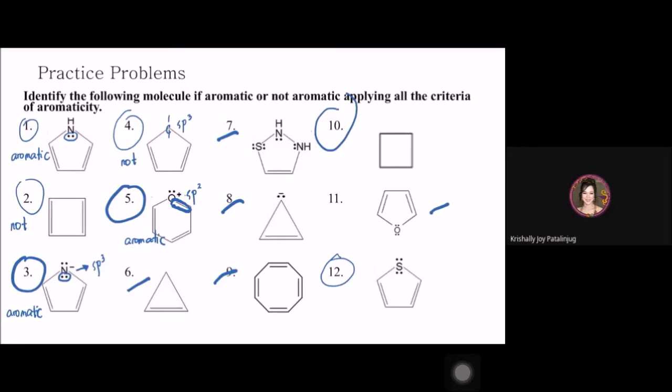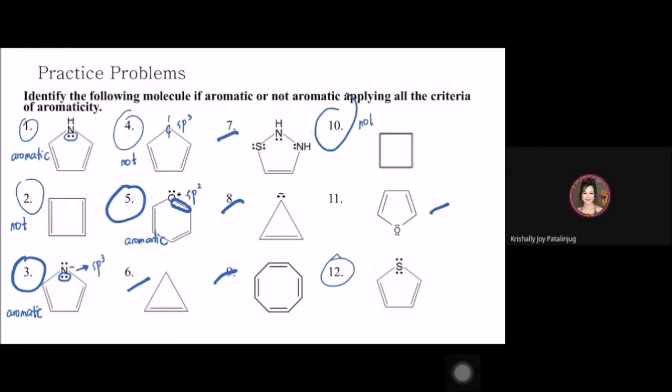And obviously, number 10 is not aromatic. This is just cyclobutane. There is no double bond, no alternating double bonds. It has only single bonds. Okay? So it has no pi electrons.